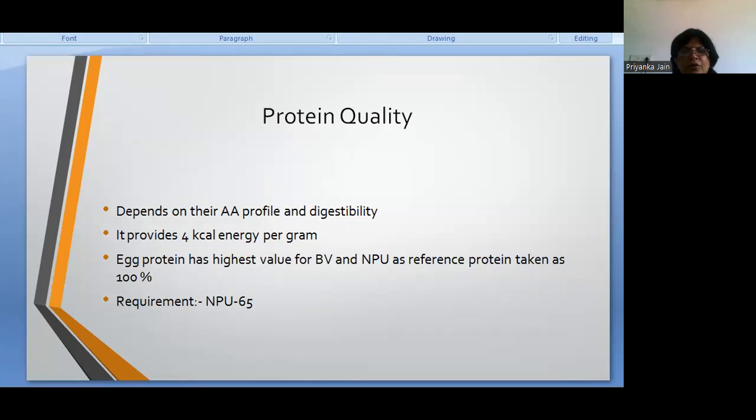It provides 4 kilocalorie energy per gram. Egg protein has the highest biological value and net protein yield. Egg protein, take it as 100%. And in requirement, net protein yield is 65.